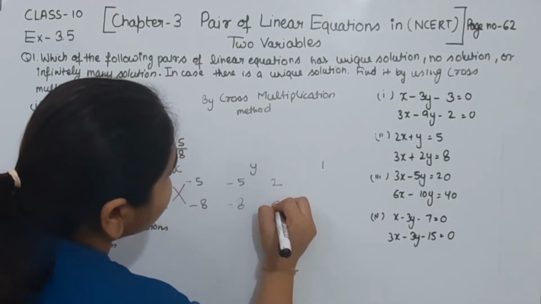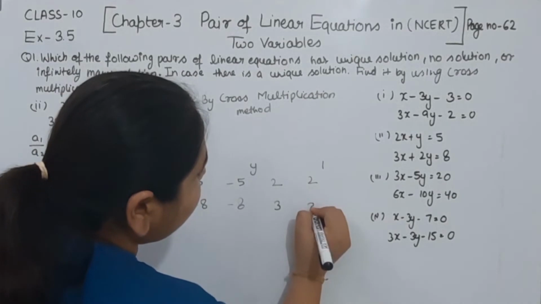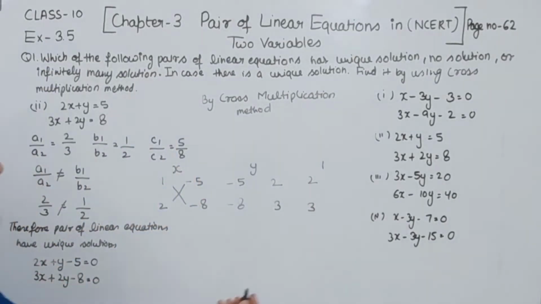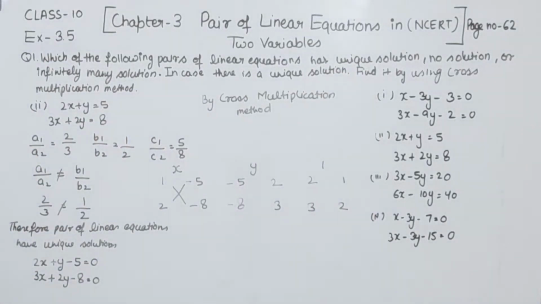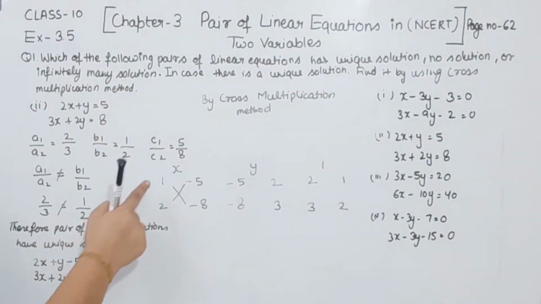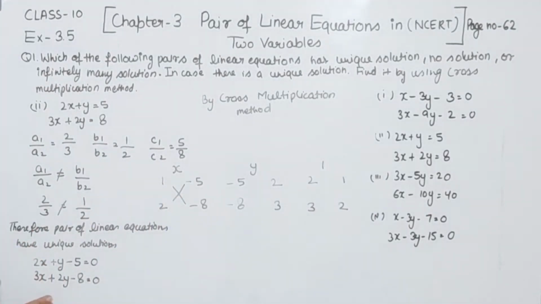So I am going to write here, we are having 2 and 3. Now comes to the constant term. We are not going to consider these constant terms. So we are having 2 and 3, and here we are having 1 and 2. We are going to take the coefficients of x and y and the constant term here. If we are taking x, then we are not going to consider the coefficient of x here. We are going to consider the coefficient of y and the constant term.